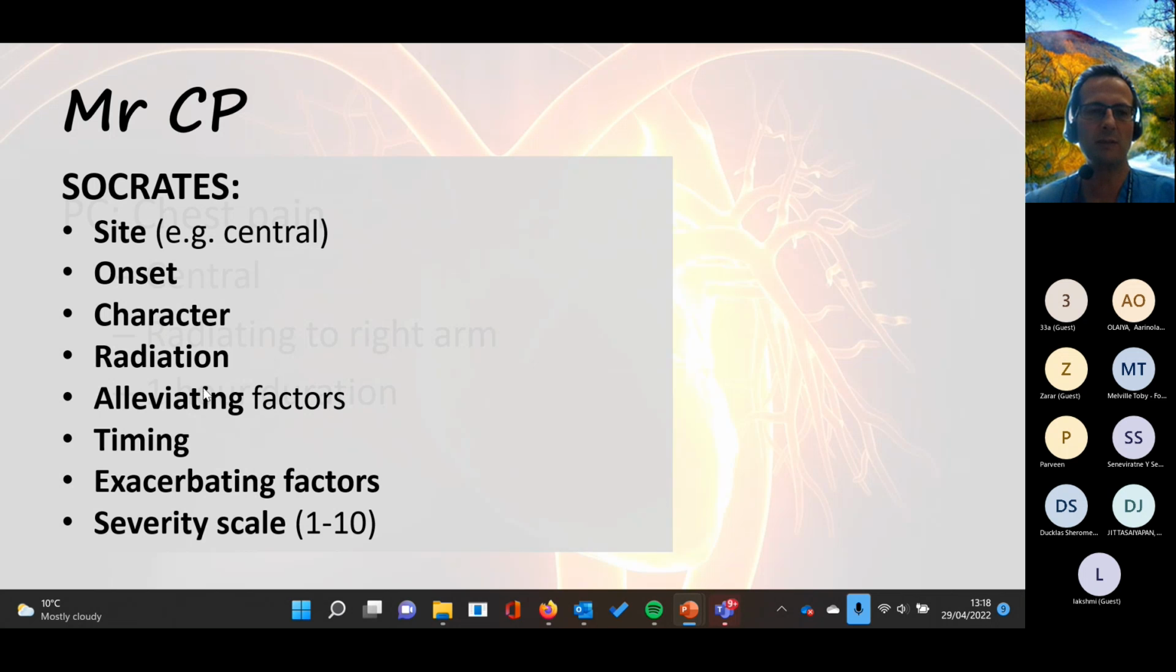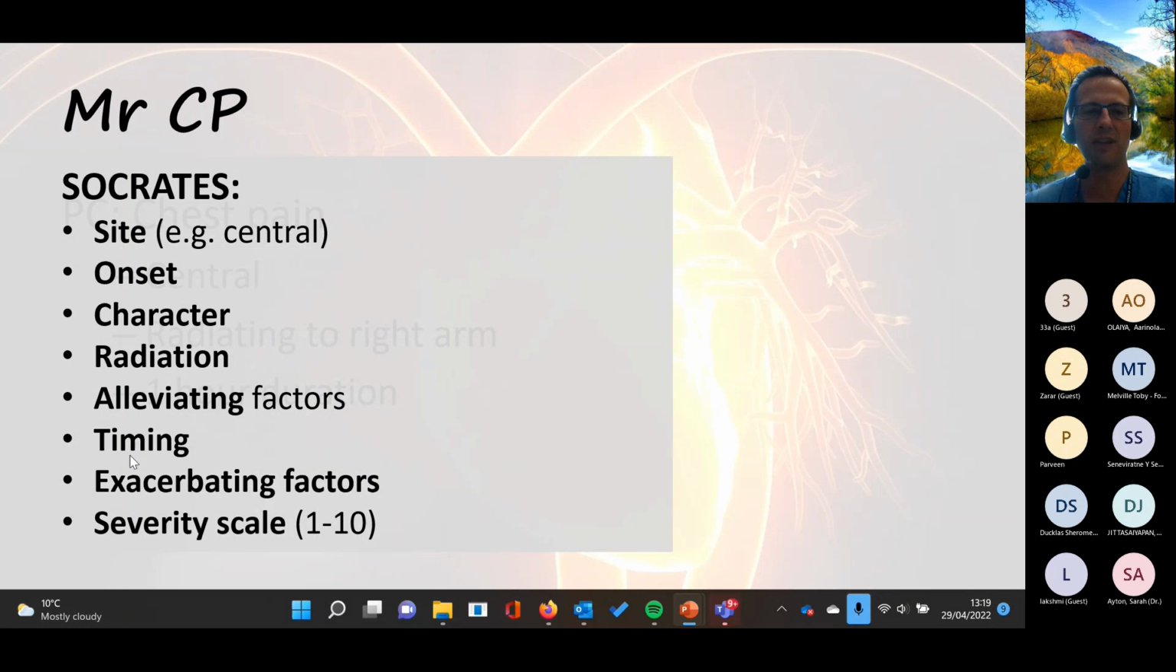Radiation: ischemic pain typically radiates to the jaw or to the right or left arm. The left arm is much more common than the right, but it can go to the right. Alleviating factors: is it brought on with exertion and relieved by rest? Is it affected by food? Is it brought on by lying flat? Lots of different factors might take us towards or away from something like gastroesophageal reflux disease.